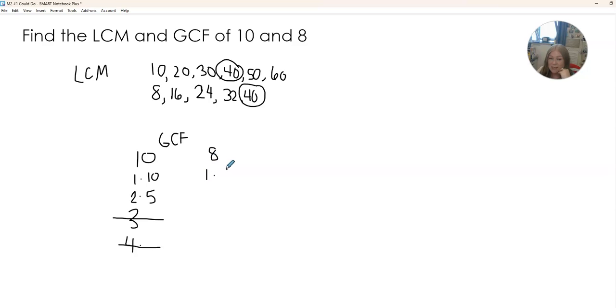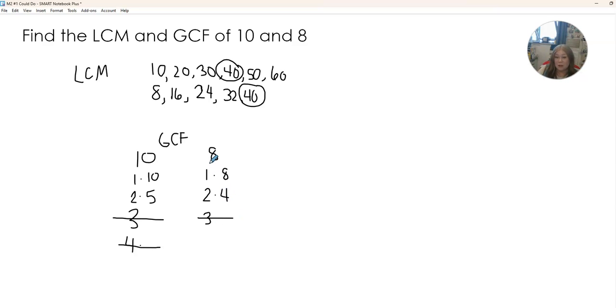8 divided by 1 is 8. Here's 2. 2, 4, 6, 8 is 4. Now we have 3. 3, 6, 9. Oh, it doesn't go in there. Next is 4. Oh, we already have that.